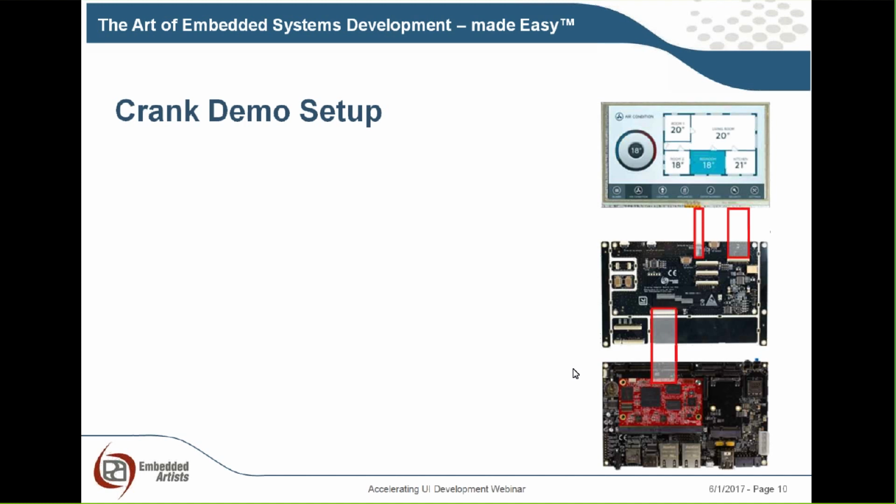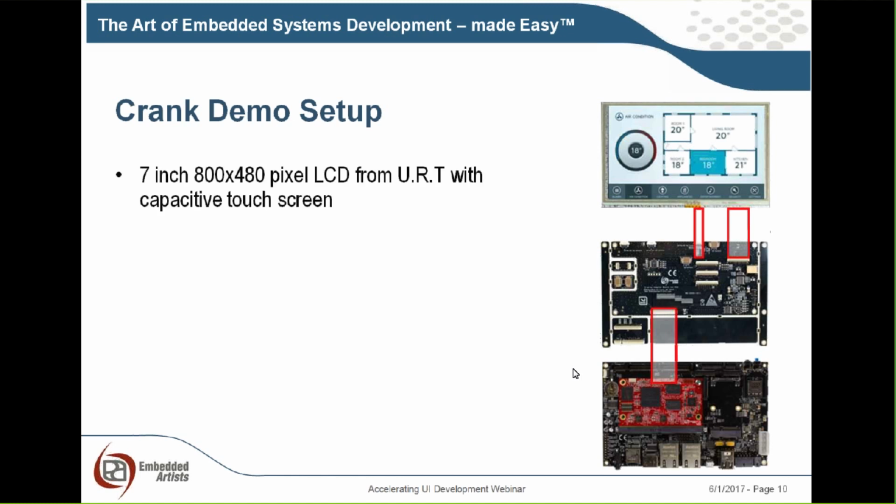I also want to just show you, because Crank Software will give a few demonstrations here on actual hardware, and I just want to show you what this hardware is. It's a 7-inch 800 x 480 pixel LCD from URT, and it has a capacitive touch screen. Of course, we have the COM display adapter also.